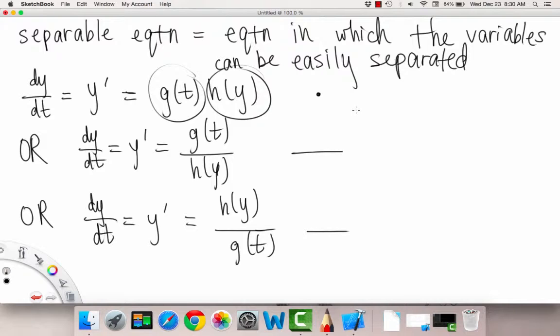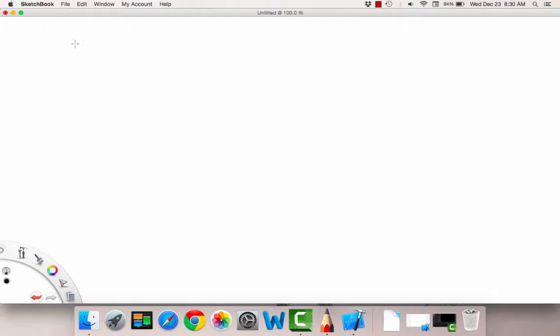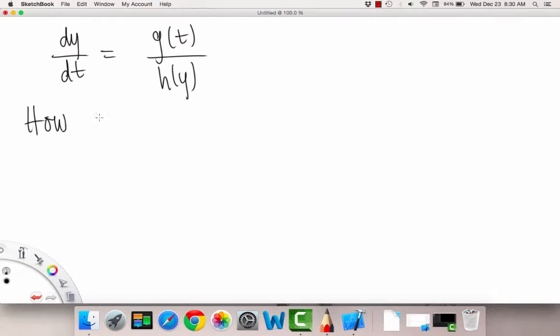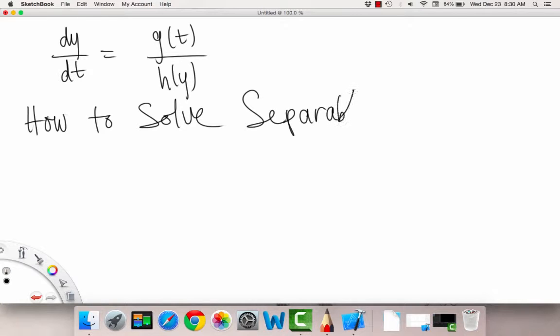Okay, so let me show you an example on how to tackle one of these problems. Once we have something like this, I'll just write up one of these: dy/dt could be equal to, let's say, g of t, some function of t, over some function of y, okay? So here is what we're going to do. How to solve separable equations? It's pretty simple. Three big steps. Alrighty, so here we go.